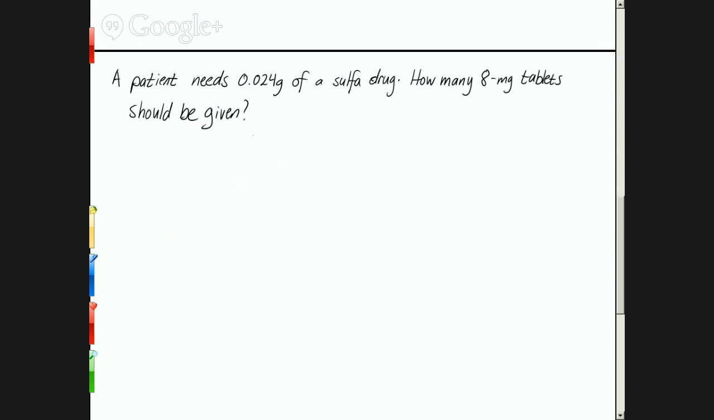All right, so this is the kind of questions that we're going to be dealing with. A patient needs 0.024 grams of a sulfa drug. How many 8 milligram tablets should be given? So what's a sulfa drug? Do you know?